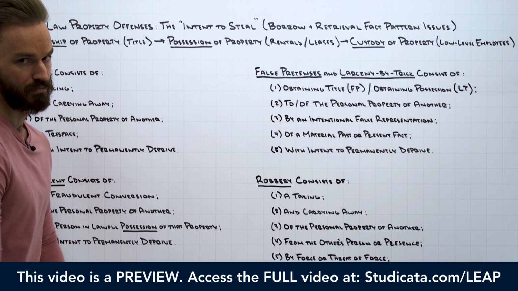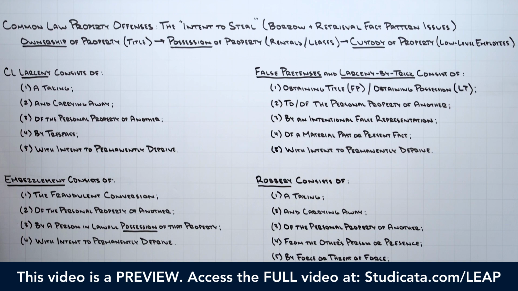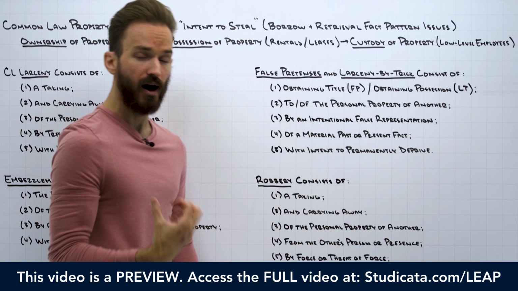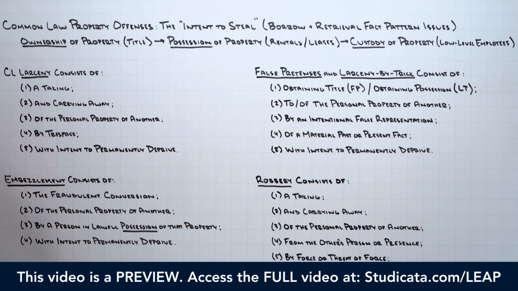Instead, the low-level employee has committed a larceny, right? A taking, right? Our low-level employee had custody, but they then obtained possession, right? So they had custody, they obtained possession of that property. That's the taking. The carrying away is the movement of the laptop. Of course, the laptop is personal property. It belongs to another, to the bank.